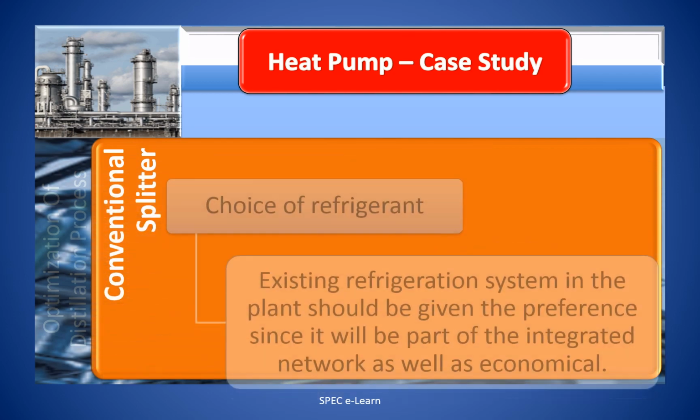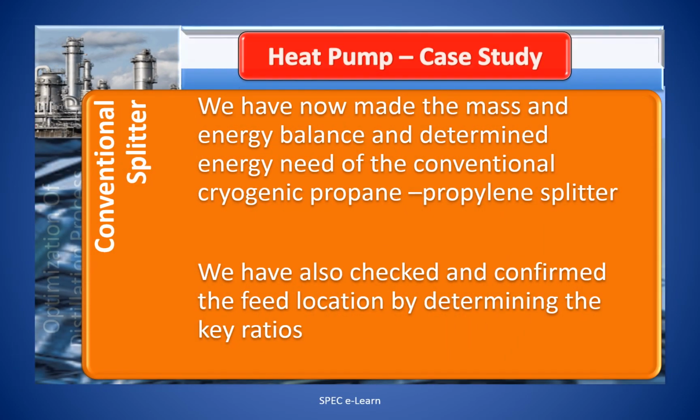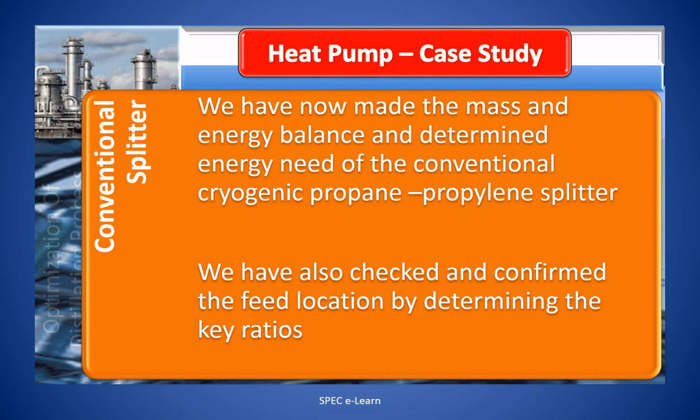The existing refrigeration system in the plant should be given the preference since it will be part of the integrated system as well as being economical. We have now made the Mosen energy balance and determined the energy requirement of the conventional cryogenic propane propylene splitter. We have also checked and confirmed the feed location by determining the key ratios.